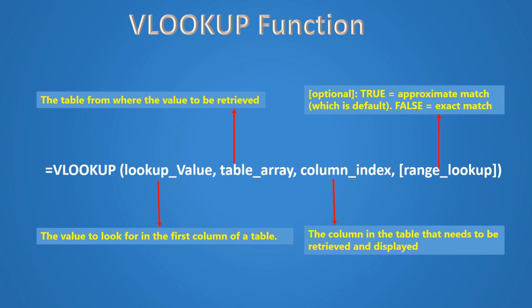Third one is column index, the column in the table that needs to be retrieved and displayed. The fourth one is range lookup, which is optional. True means approximate match, which is the default. False means exact match.